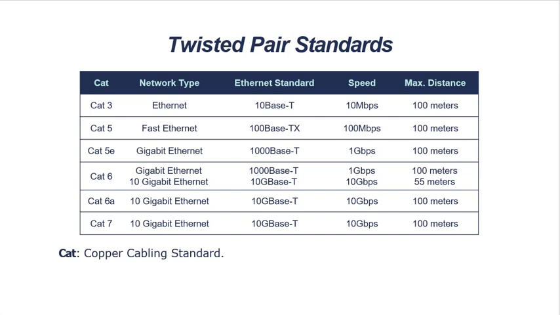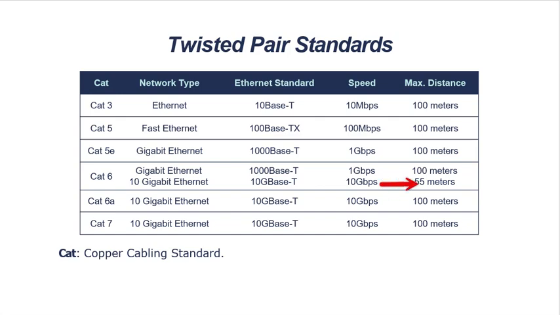Now, what you're going to notice with Cat 6 is that we have two numbers here. We have 100 meters and 55 meters, and it's just the speeds associated with it. So with this standard, up to 100 meters, it'll support 1 gigabit per second. But if you want 10 gigabit per second speeds, then you can only go up to 55 meters. Past that, it's not going to support it.